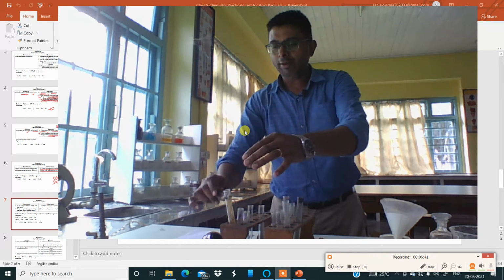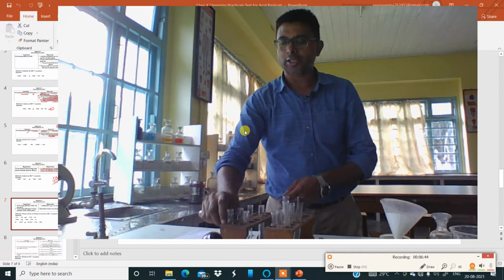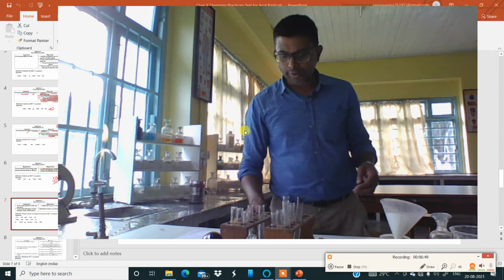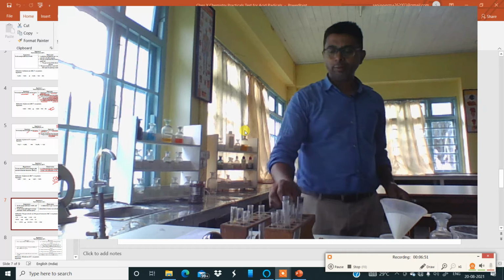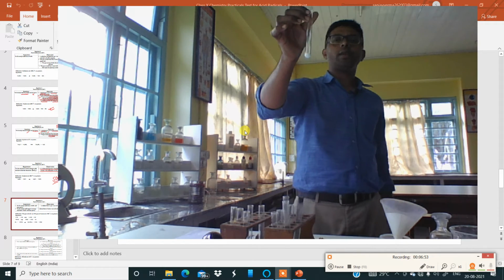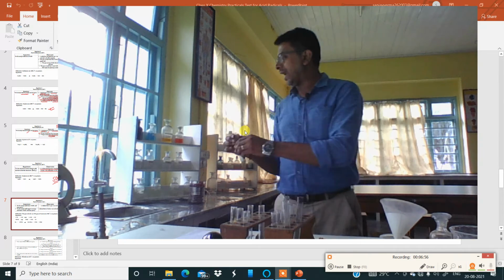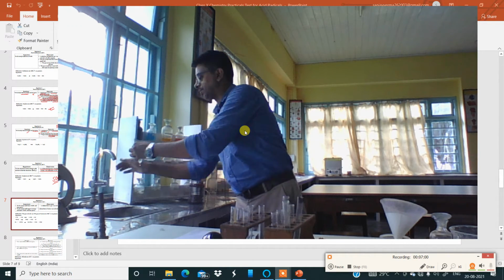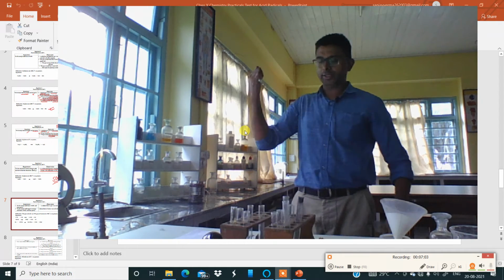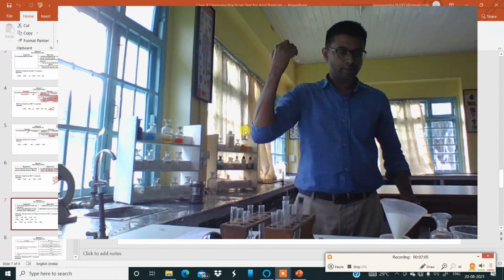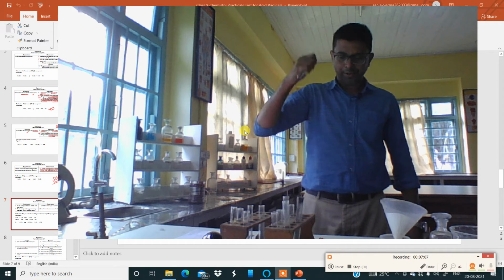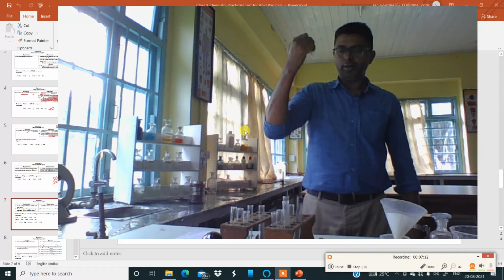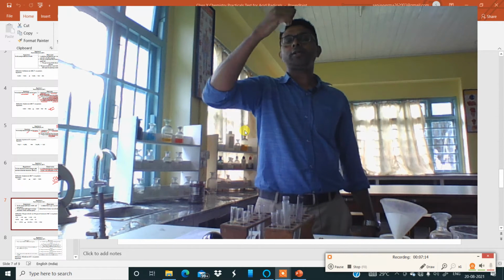Now I will show you the brown ring test for the detection of nitrate ion in a given sample. For the brown ring test, I am going to take the same zinc nitrate sample and add water to it and make a solution. I will dissolve this zinc nitrate salt properly, after vigorous shaking.